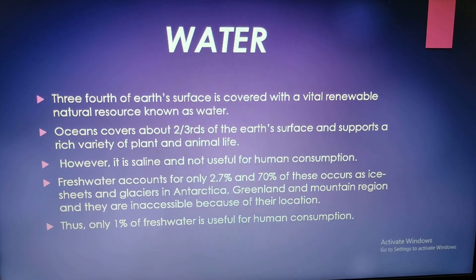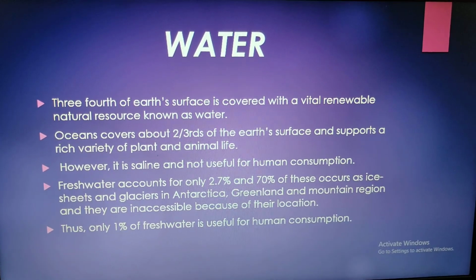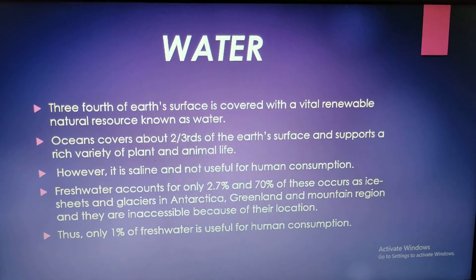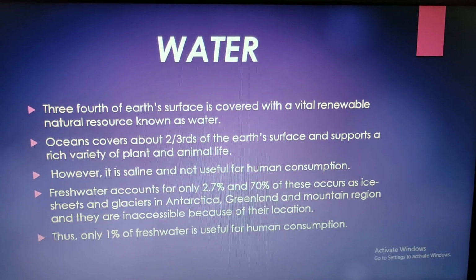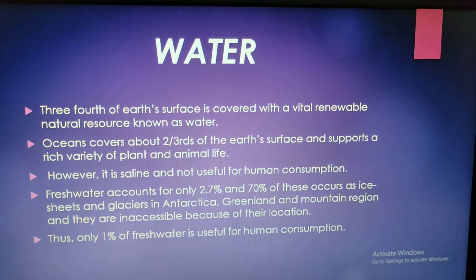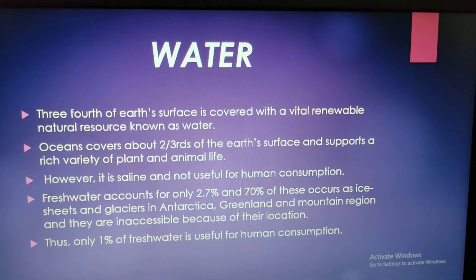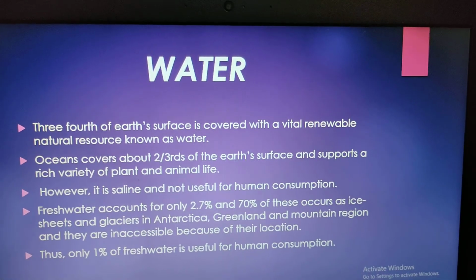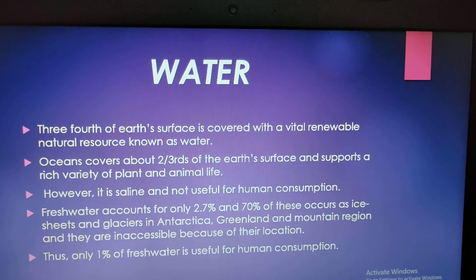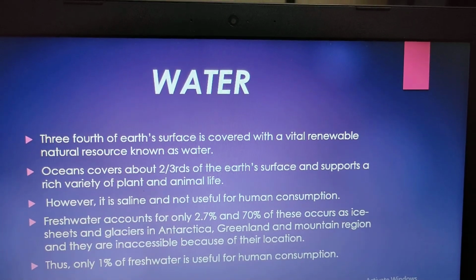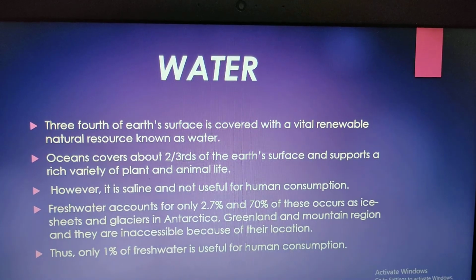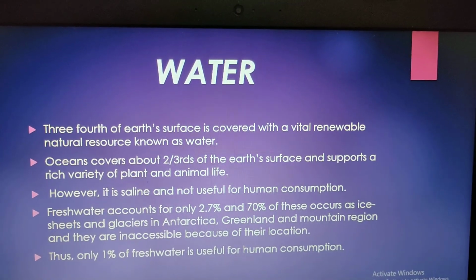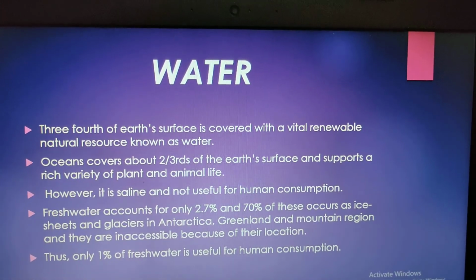As we all know, three-fourths of the Earth's surface is covered with a vital, renewable natural resource, water. Why renewable? Because it can be replenished very quickly through the water cycle, right? So, three-fourths of the Earth's surface is covered with water. The ocean covers about two-thirds of the Earth's surface and supports a rich variety of plant and animal life.